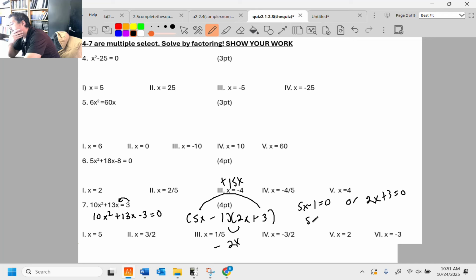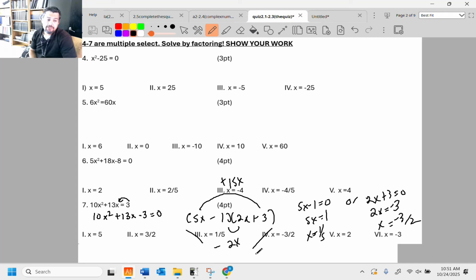5x minus 1 is 0, or 2x plus 3 is 0. If we add 1 to both sides, 5x would be 1. We divide by 5, we shall get 1/5. If we subtract 3 from both sides, 2x is -3, divide by 2, and x is -3/2. So choice 3 and choice 4.